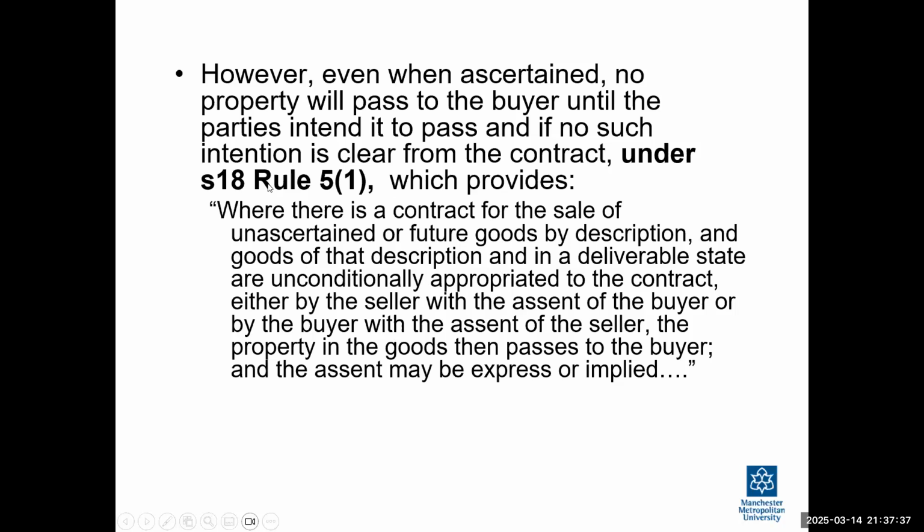So what does Section 18, Rule 5 provide for? It says that where there is a contract for the sale of unascertained or future goods by description, and goods of that description in a deliverable state are unconditionally appropriated to the contract by the seller with the assent... So let's look at the keywords here. In the sale of a contract, unascertained or future goods. That's a keyword. There has to be unconditional appropriation, and we will see how courts have interpreted this provision in the questions we're going to be looking at.